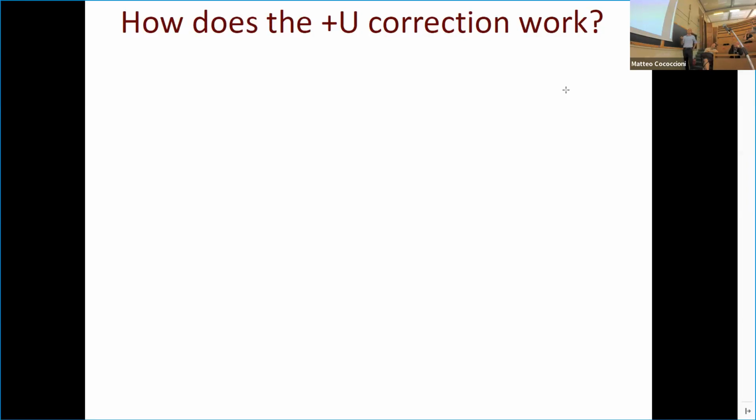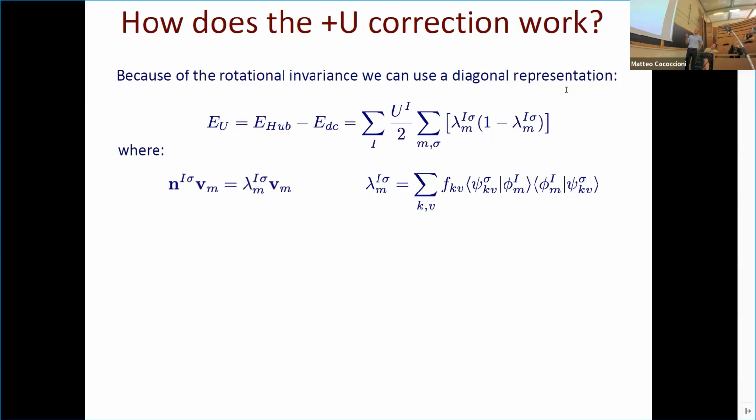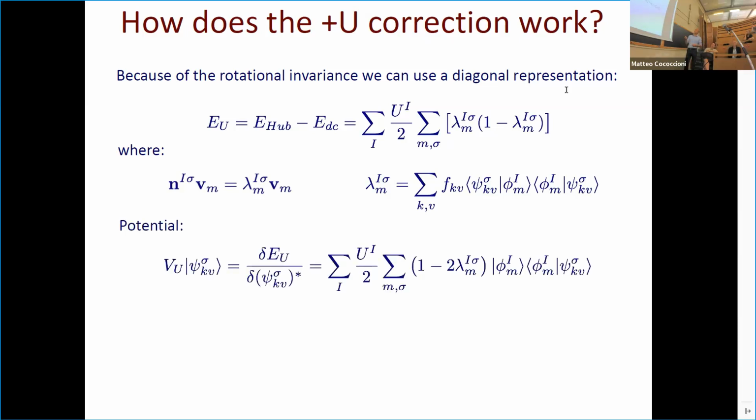How does it work? To review it, it's convenient to use a diagonal basis. Since it's rotational invariant, it doesn't matter what basis we use, so we choose the diagonal one for the occupation. In this diagonal form, the correction to the energy is an expression lambda times one minus lambda, where lambda is the occupation of these on-site matrices. The contribution to the potential that we extract from this correction has this form instead. And as you see, whenever lambda is larger than one half, so the specific state we're considering in this projection is more than half occupied, this potential is attractive, so it tries to lower the energy level. Whenever lambda is lower than one half, it becomes repulsive, it becomes positive.